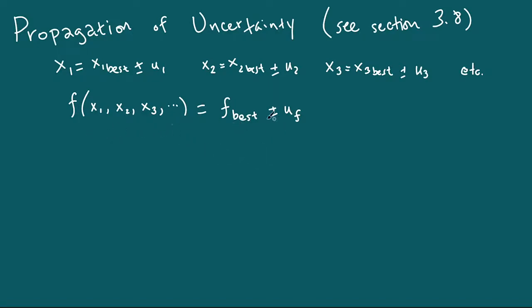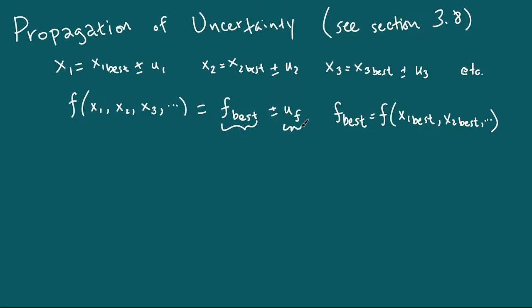So this is really what we're trying to solve for. Now, before we get to the uncertainty, we'll talk about this f best. The f best part is the more straightforward part. So f best is just equal to the function evaluated at all of the best values. This is kind of a pain to write out, so maybe I'll just write the first two. In other words, the best value for f is just you take the function, whatever it is, and then you plug in each of the best values for all of the x's, and then you're done.